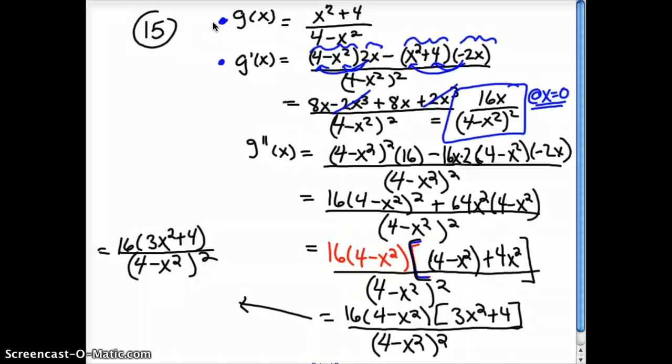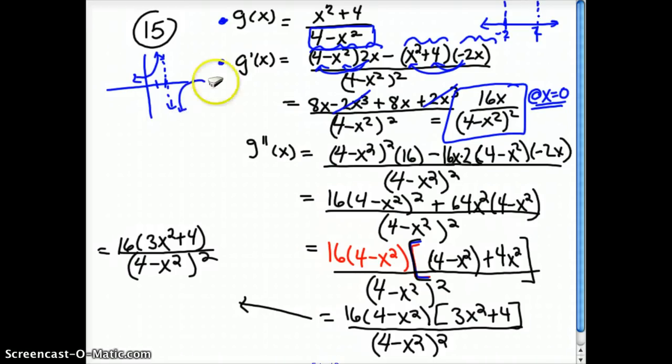Another thing I'm going to point out detail-wise right now is that this function has a non-removable discontinuity, aka vertical asymptotes, at x equals plus or minus 2. This is important because where your function is discontinuous, which in this case is at negative 2 and at 2, can cause changes in concavity. So what I mean by that is, I'm going to take a little detour here. If I have a vertical asymptote at 2, it's very possible that I was concave up to the left of it and concave down to the right of it. So those need to be held under consideration when I'm determining my concavity later on.